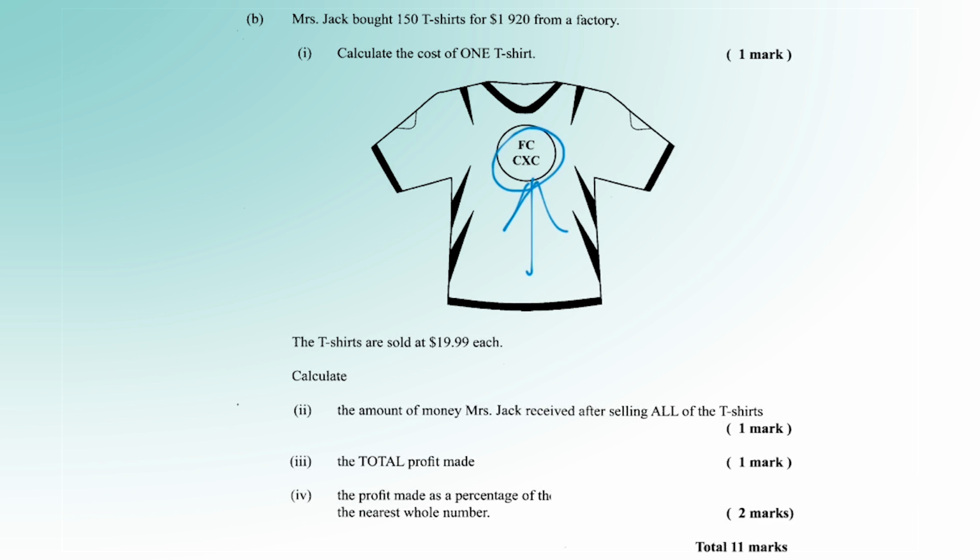And watch this thing. CXC Football Club. CXC has a football club. The t-shirts, what do you think about that? The t-shirts are sold at $19.99 each. And then she's selling them back. She's going to make some money on them, and then she buys them for some amount, which we will find out, and she's selling them back. You see the answers now.